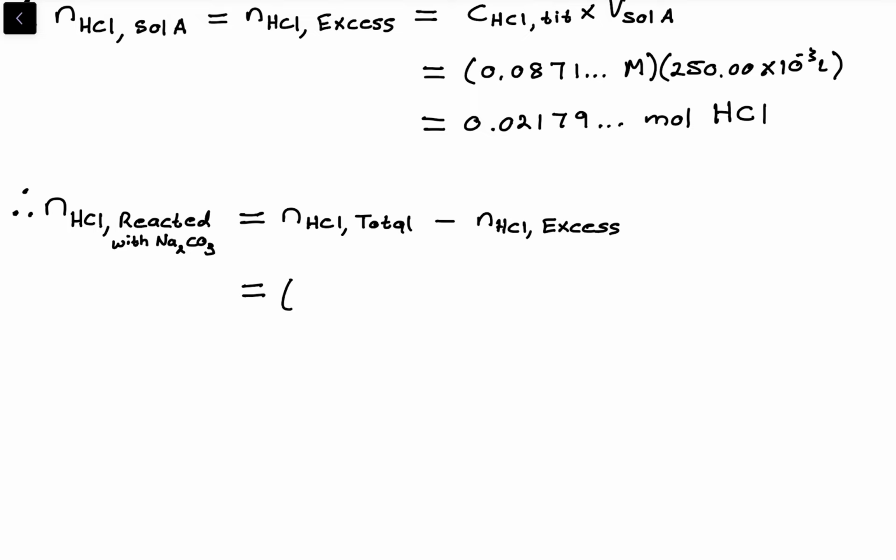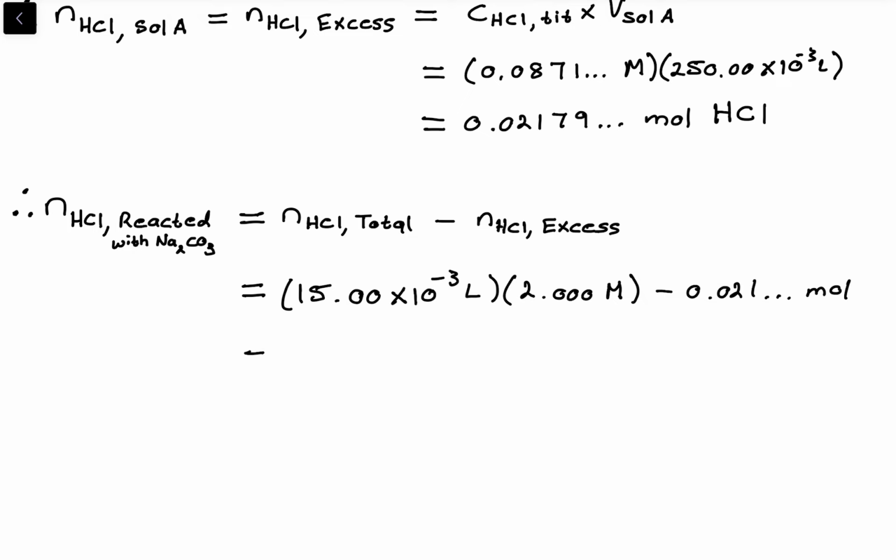And the total amount is that 15.00 times 10 to the negative 3 liter multiplied by 2.000 molar minus 0.021 mole. We're left with 8.206 times 10 to the negative 3 mole HCl. All right, so now we know how much HCl reacted with the sodium carbonate.